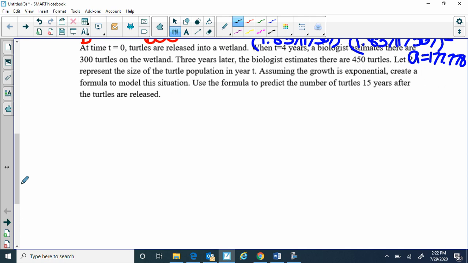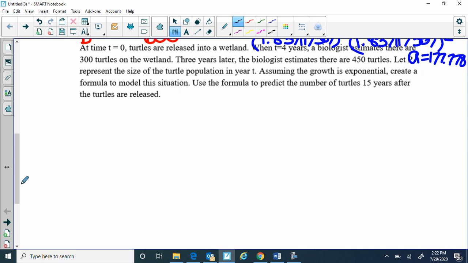Let P represent the size of the turtle population in year t. Assuming the growth is exponential, create a formula to model this situation. Use the formula to predict the number of turtles 15 years after the turtles are released. So we don't know that a value, so we're going to have to go through that same process we did last time.